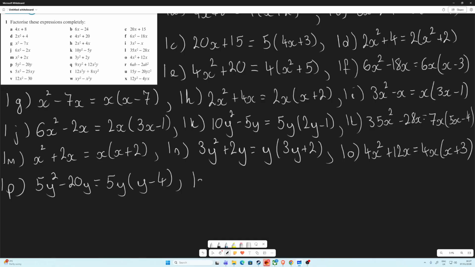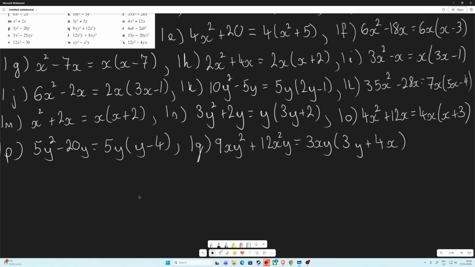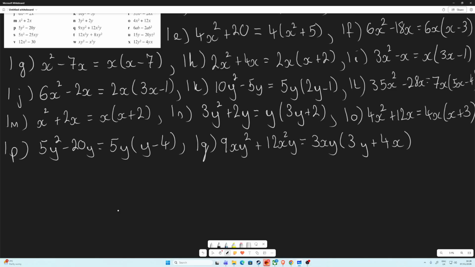1q. 9xy squared plus 12x squared y. Let's be careful. In terms of coefficients, it's going to be 3 and variables x, y. What's left is 3y plus 4x. 1r.